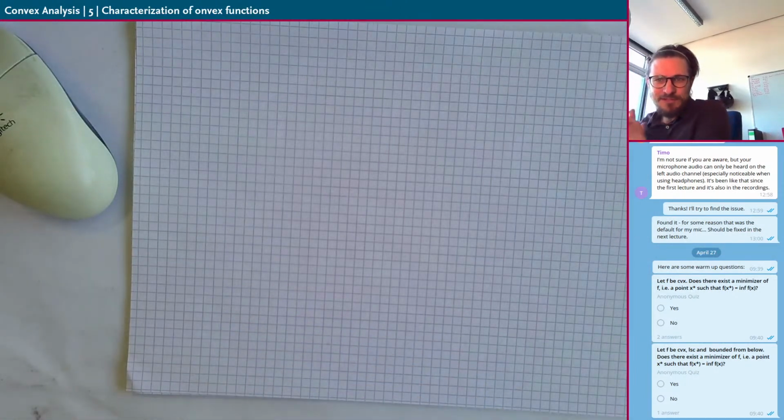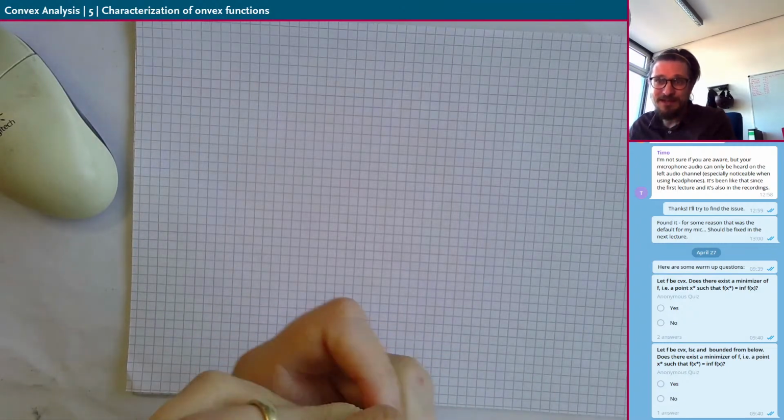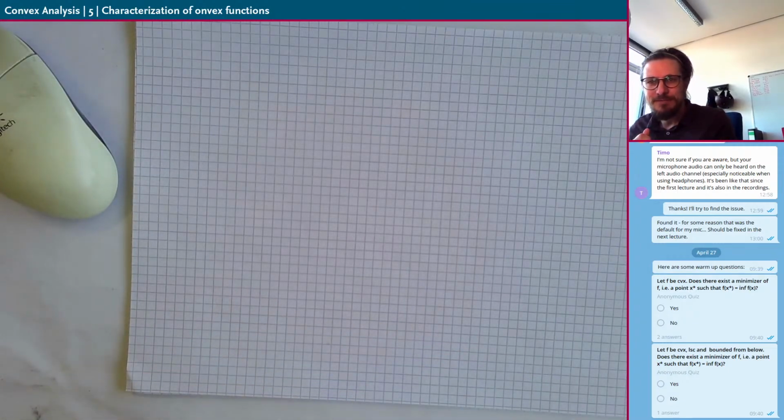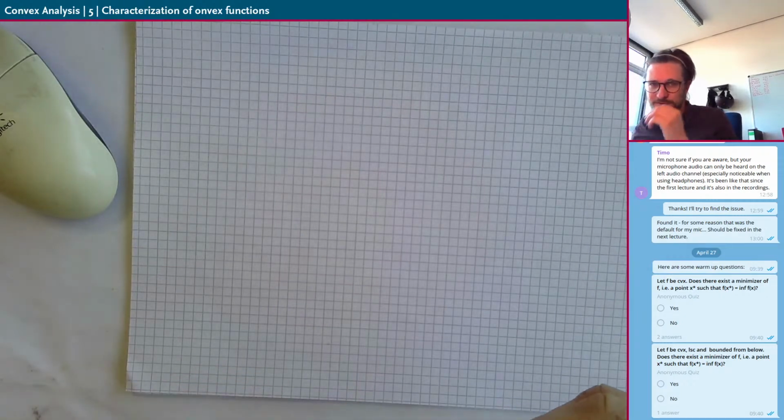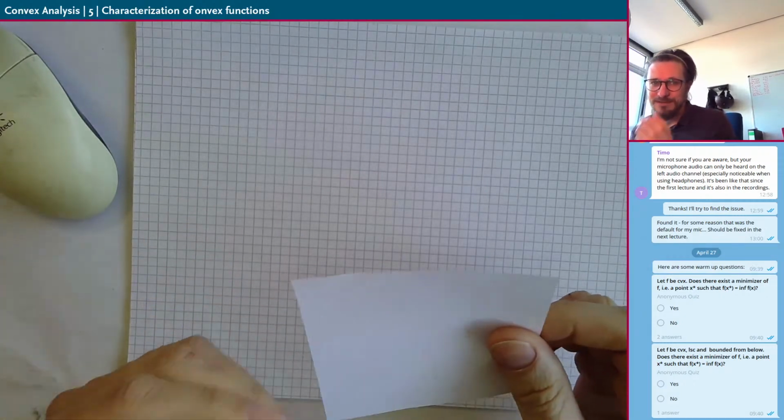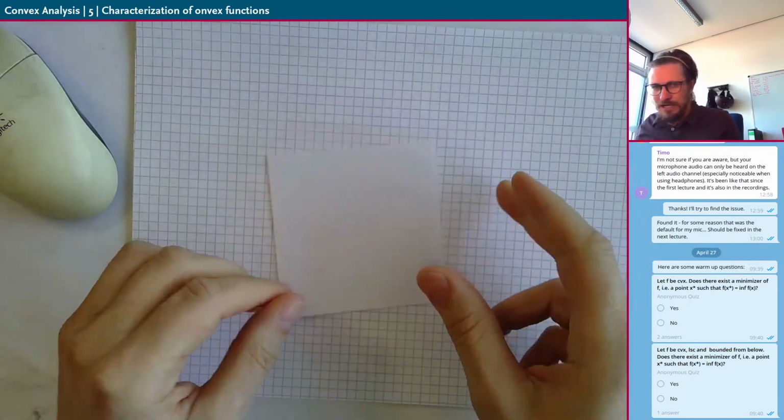So the first question is, if you have a convex function f, just convex, nothing else, on R^d, does there exist a minimizer of f? Meaning, is there a point x star in the domain of f such that f of x star is actually the smallest possible function value? I wrote infimum here just to be on the safe side. If you knew it exists, I could write minimum, but you know this distinction.